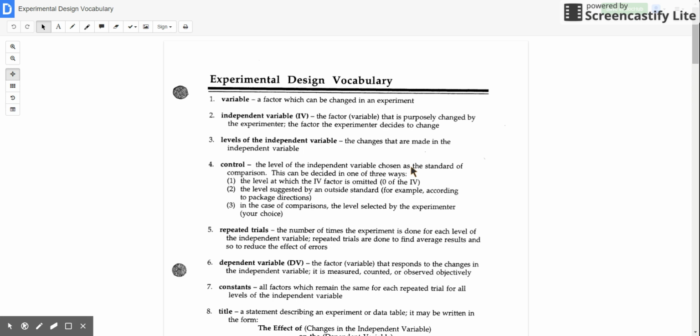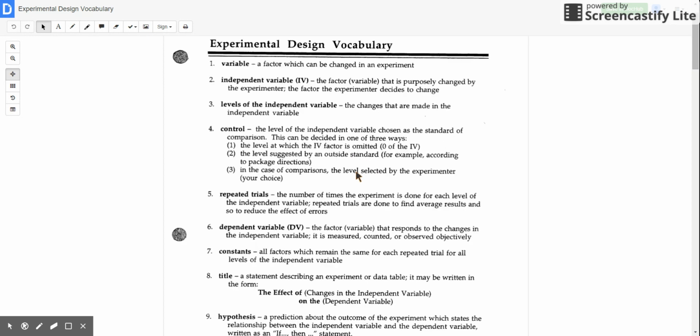All right, this is a screencast to discuss some of the things that are going to be on the very first test. Obviously, the experimental design vocabulary will be on there, so make sure you're familiar with all of the different things like independent variable, what that is. Remember, it's what you decide to change in the experiment. The different levels of the IV would be all the changes that you make to the independent variable, etc.